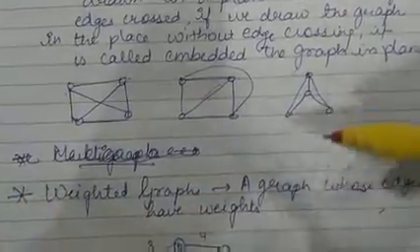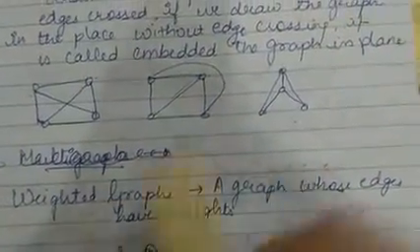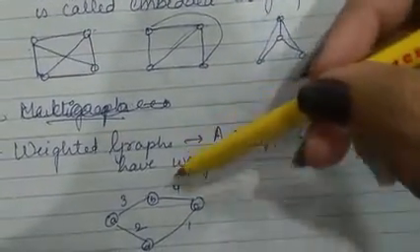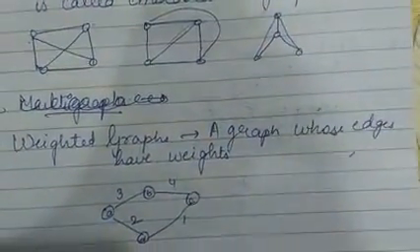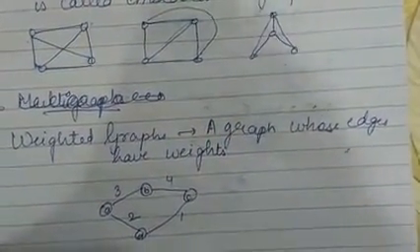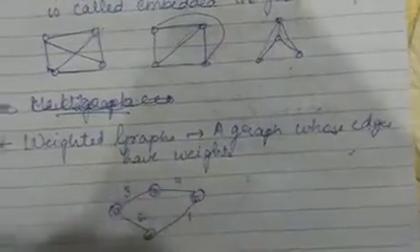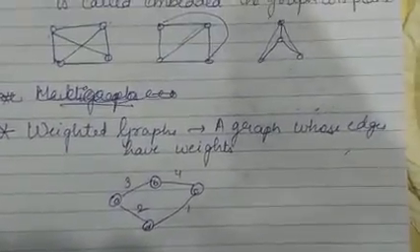After planar graph we have weighted graphs. As the name suggests, the graphs which have some weights on the edges are known as weighted graphs. Suppose here we have 4 edges A, B, C, D, and each edge has some weight assigned to it, and this type of graph which has weights on its edges is known as a weighted graph.